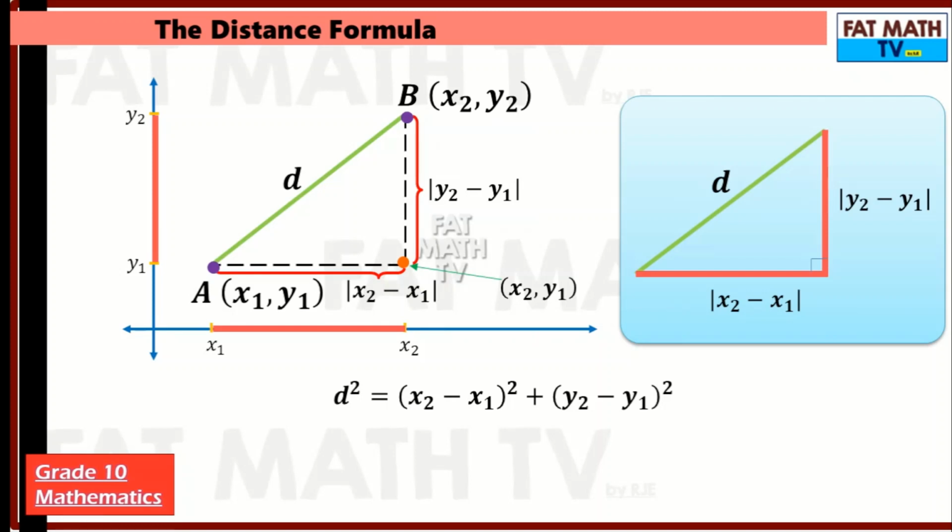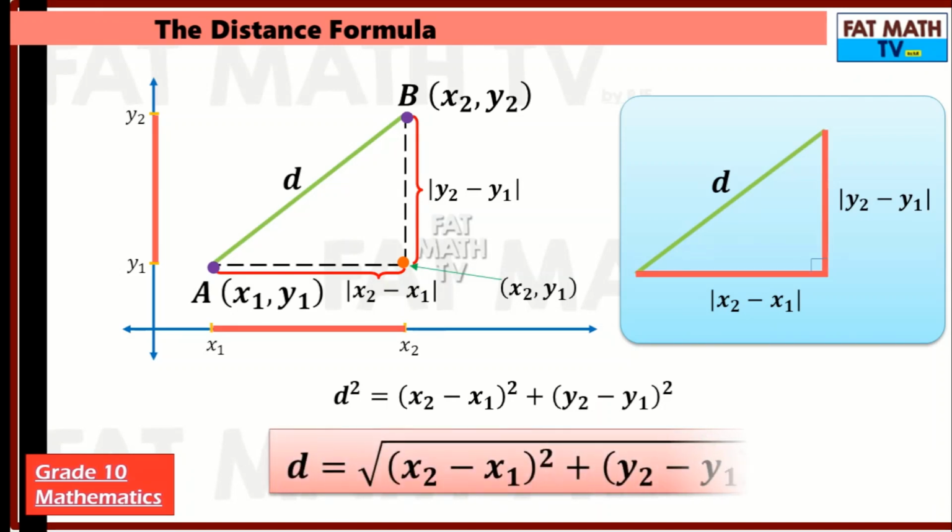Then if we take the square root of both sides, the square root of D squared is D, and the square root of this whole thing we just write with the square root symbol. This is what we call the distance formula. If the coordinates of the 2 points are given, we can identify the distance between them by using this formula. So D is equal to the square root of (x sub 2 minus x sub 1) squared plus (y sub 2 minus y sub 1) squared.